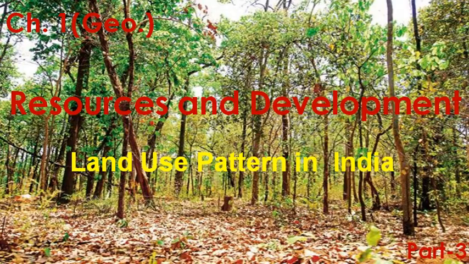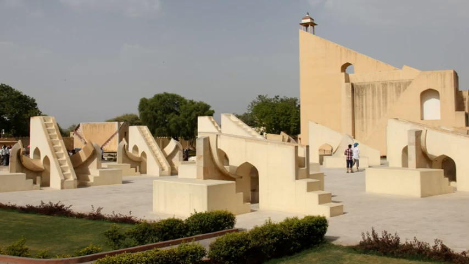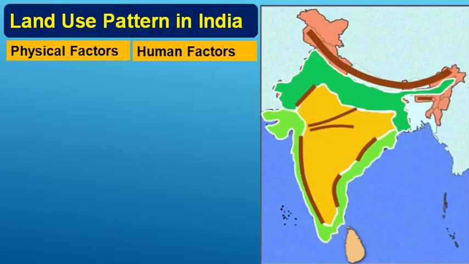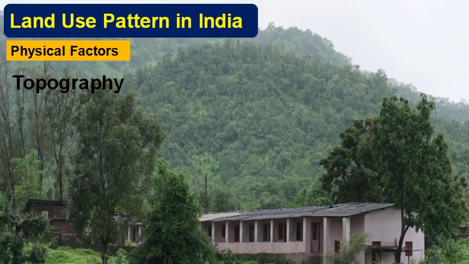So let's start. Dear students, land use is influenced by physical factors as well as human factors. Talking about physical factors, the first factor that influences land use is topography. Topography refers to the nature and slope of the land. It also refers to landforms.